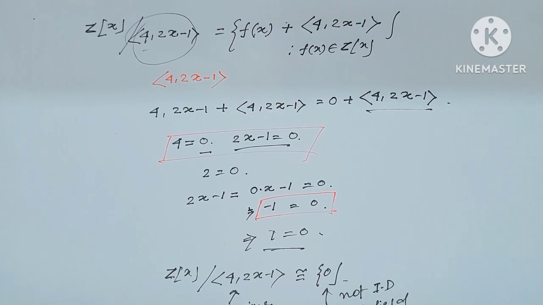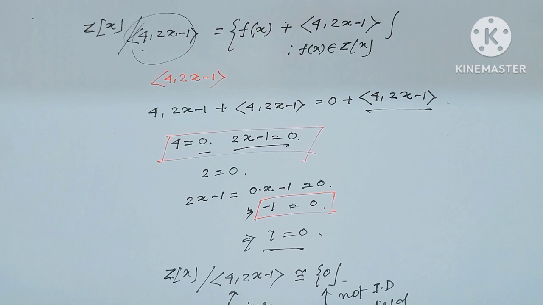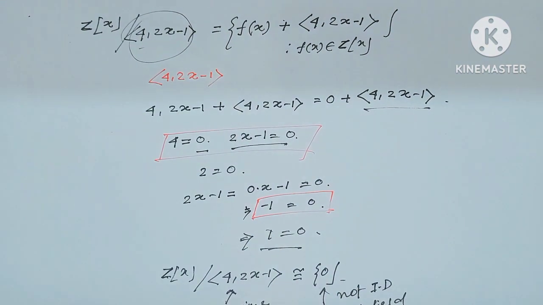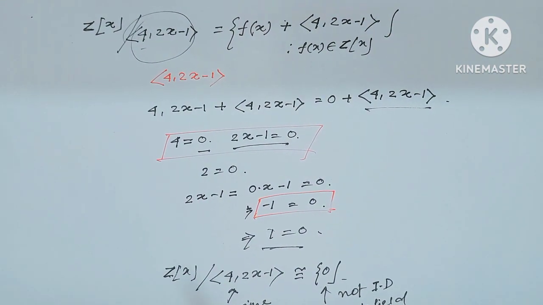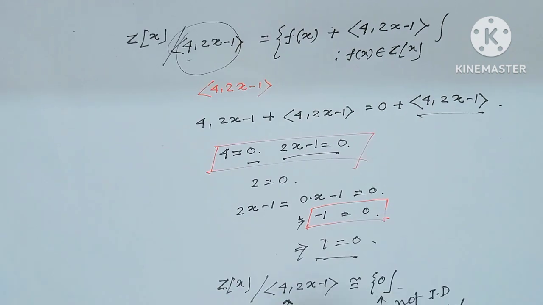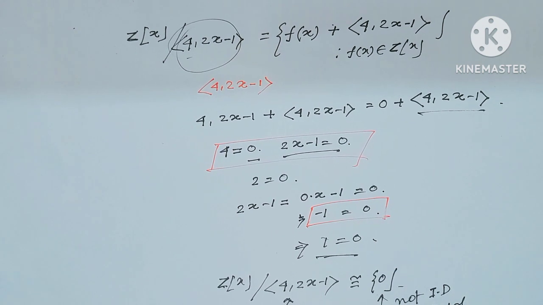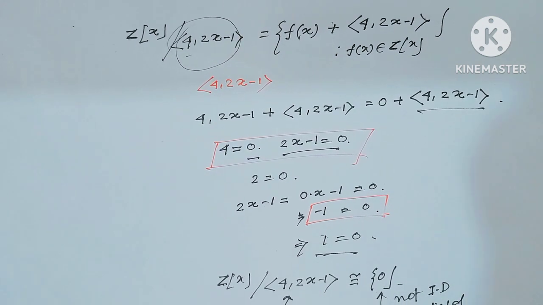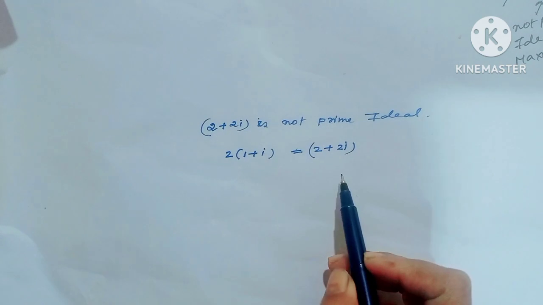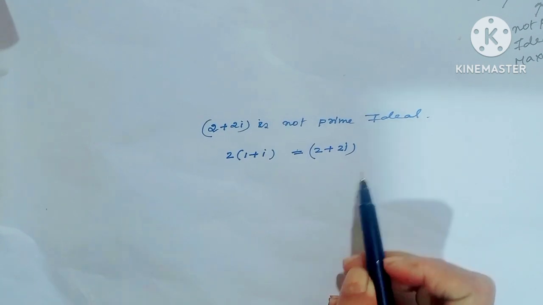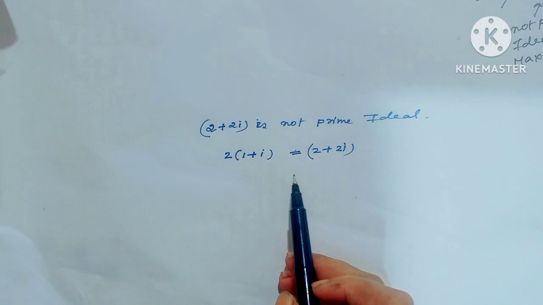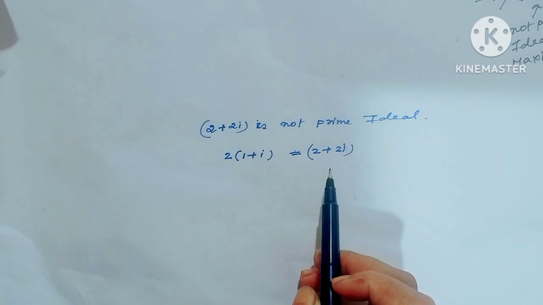Since 4 equal to 0 and 2x minus 1 both equal to 0, that means 2 equal to 0. So we can verify which ring this quotient ring is isomorphic to easily. And if you understand this method easily, then you can solve any question. So just pay attention. 2 plus 2i is not a prime ideal because 2 times 1 plus i equal to 2 plus 2i.